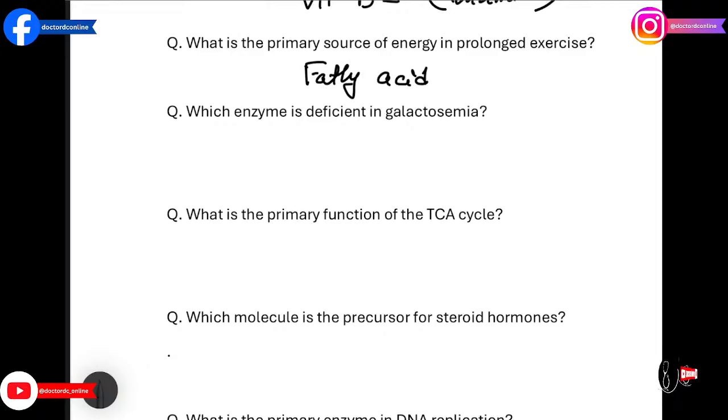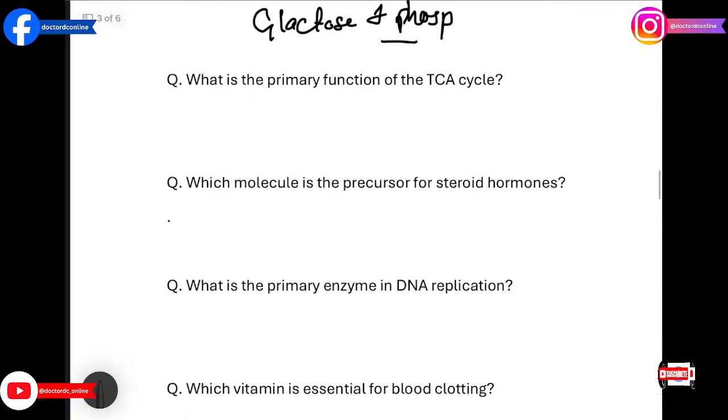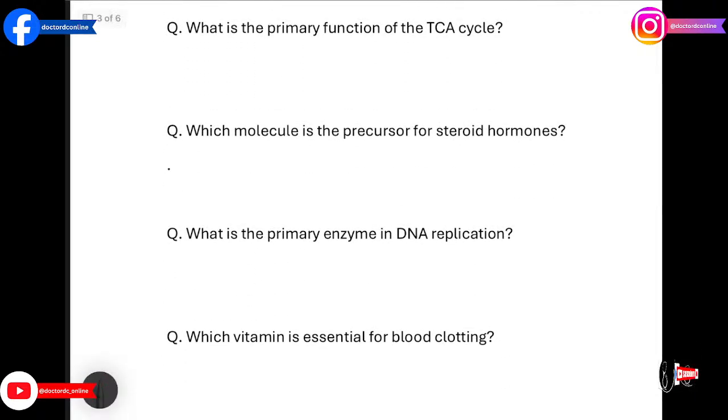The next question is, which enzyme is deficient in galactosemia? And the answer is galactose 1 phosphate uridyl transferase, because this deficiency causes galactose accumulation, leading to liver and eye damage. The next question is, what is the primary function of the TCA cycle? And the answer is energy production. It oxidizes acetyl-CoA to produce ATP, NADH, and FADH2.